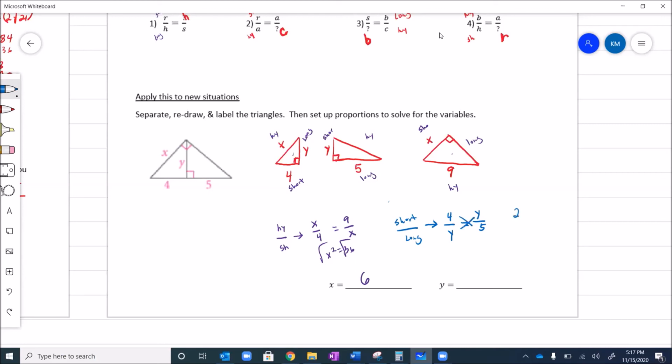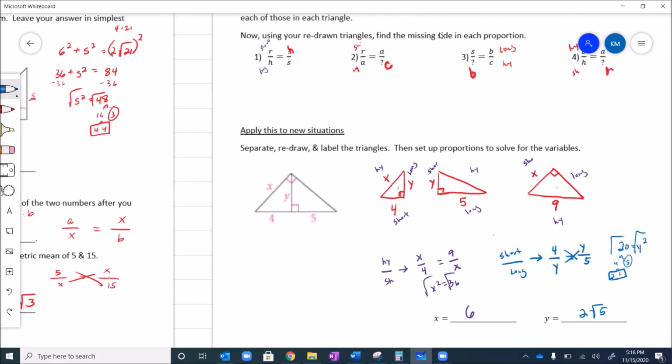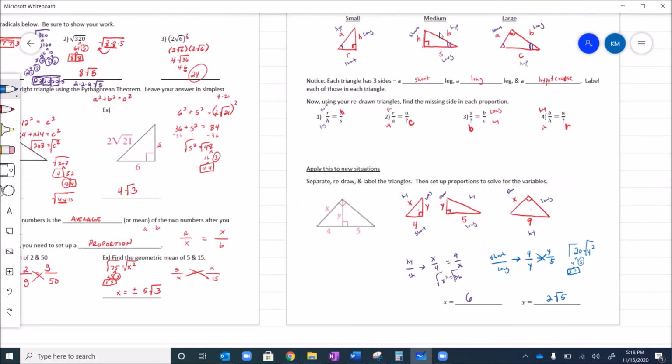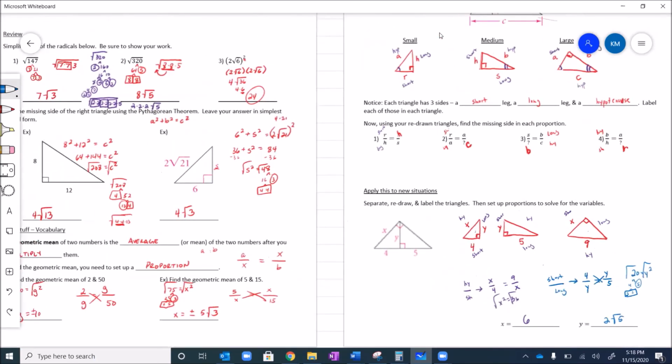I can solve it. 20 equals Y squared. Take the square root. That's 4 and 5, 2 and 2. And so I can find that Y is 2 radical 5. Again, I will not include the negative here because it's the actual length. All right, so now that's using similarity in these right triangles to solve for missing pieces. All right, see ya.